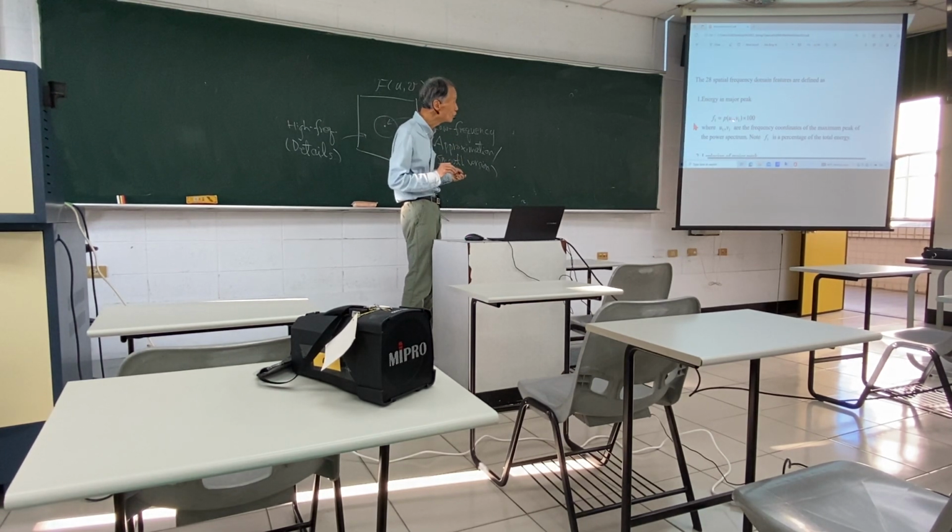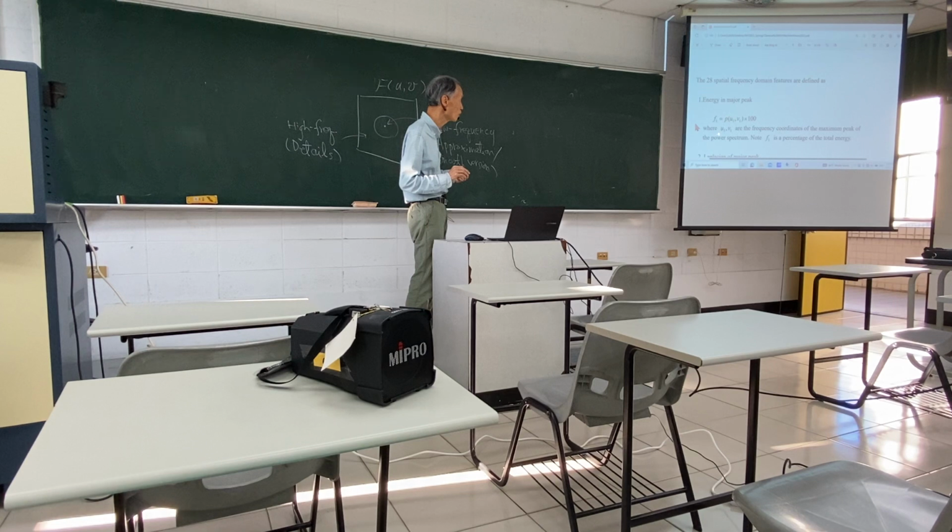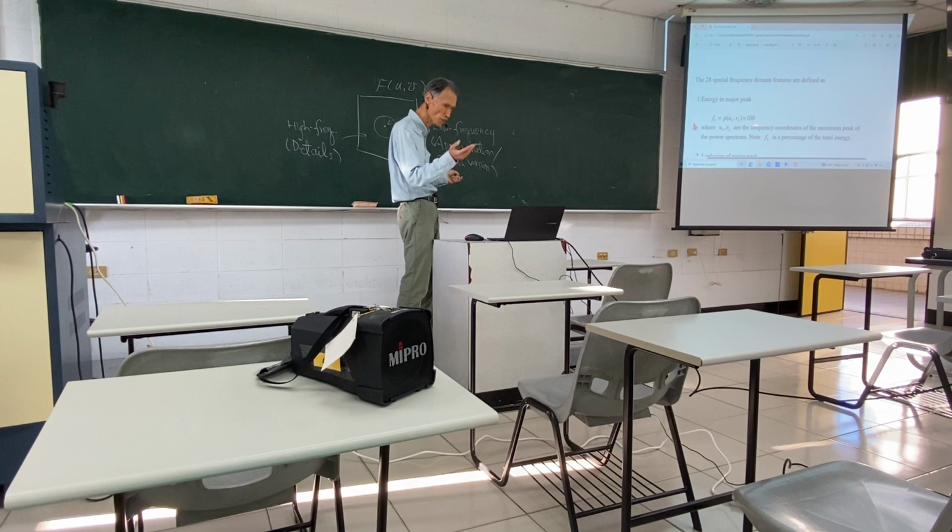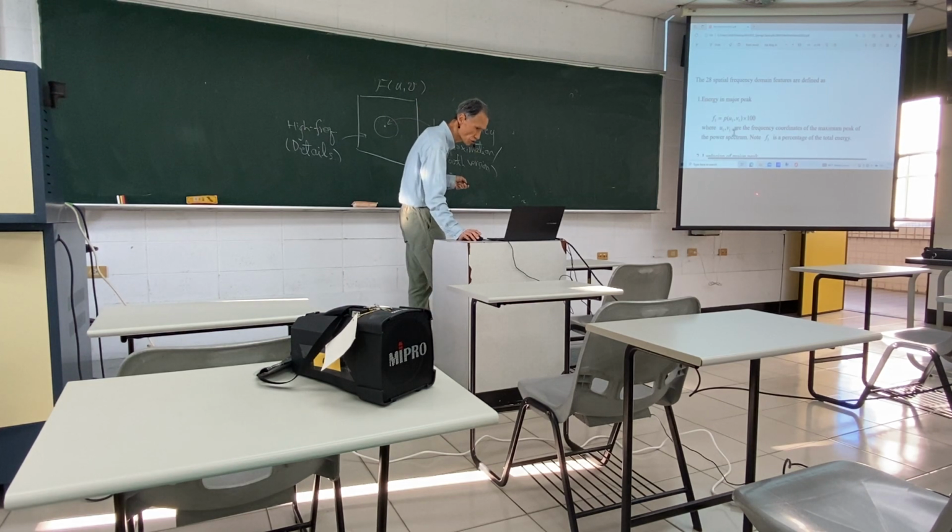So U1V1 is the maximum, but excluding the DC term. Okay, then you convert it into a percentage. You don't need to times 100, but in the original paper it was converted into a percentage. Okay.